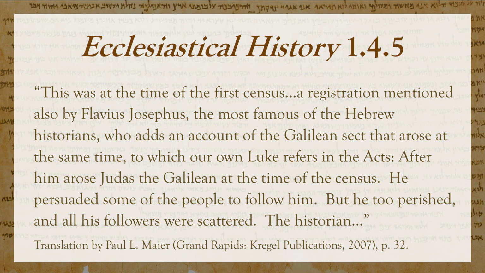An example from Eusebius from his Ecclesiastical History, Book 1, Chapter 4, Paragraph 5. I skipped ahead a little bit, but it says, "This was at the time of the first census, a registration mentioned also by Flavius Josephus, the most famous of the Hebrew historians, who adds an account of the Galilean sect that arose at the same time, to which our own Luke refers in Acts."